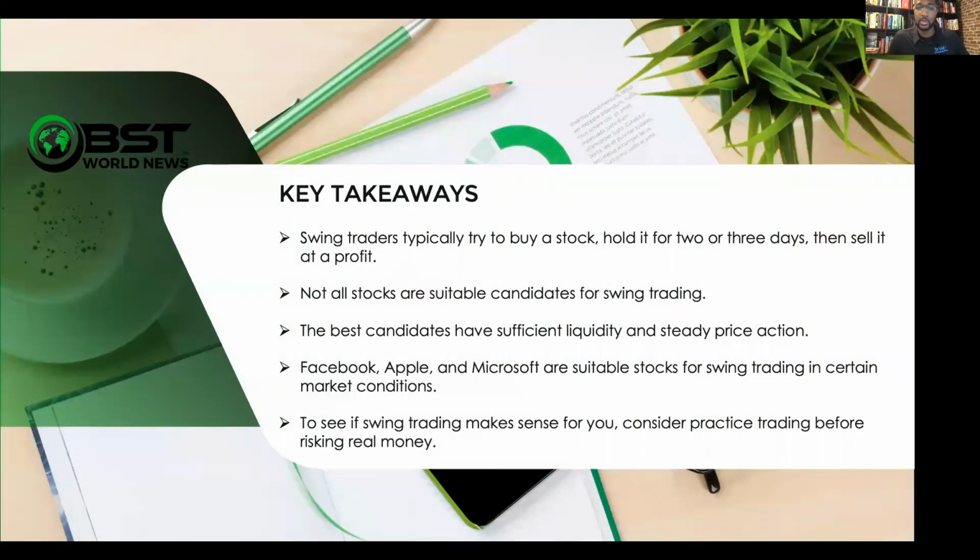All right, so key takeaways. Swing traders typically try to buy stock, hold it for 2 or 3 days, then sell it at a profit. Not all stocks are suitable candidates for swing trading. The best candidates have sufficient liquidity and steady price action. Facebook, Apple, Microsoft are suitable stocks for swing trading in certain market conditions. To see if swing trading makes sense for you, consider practice trading before risking real money.